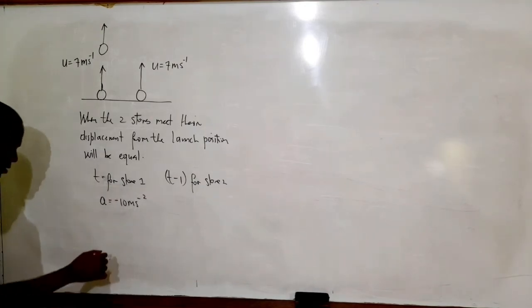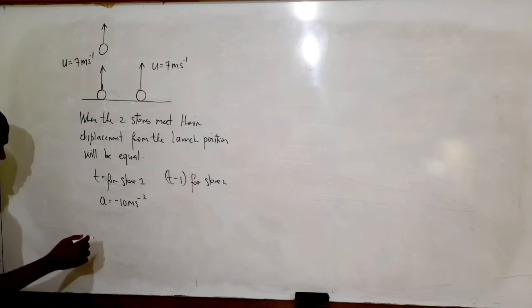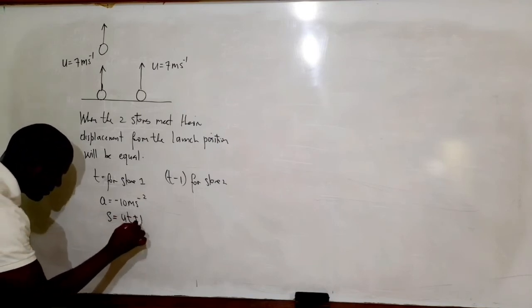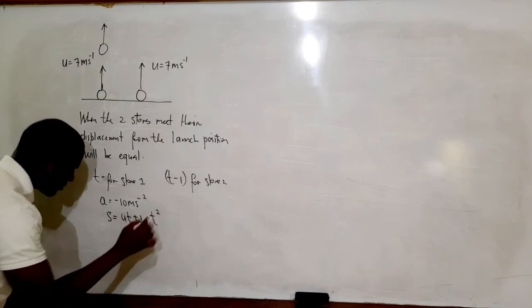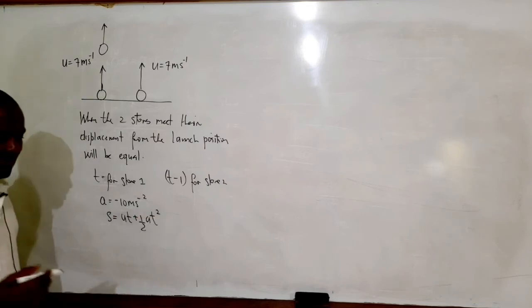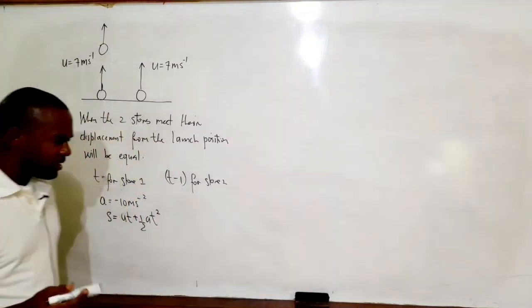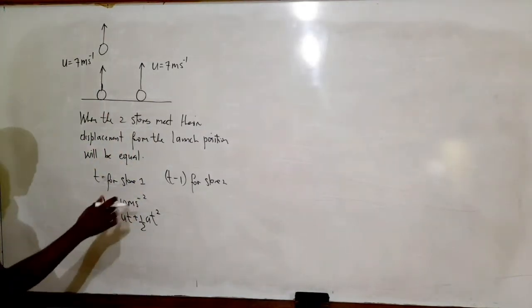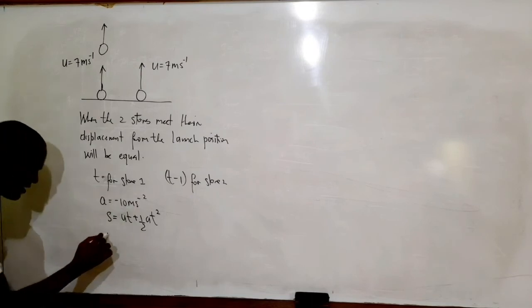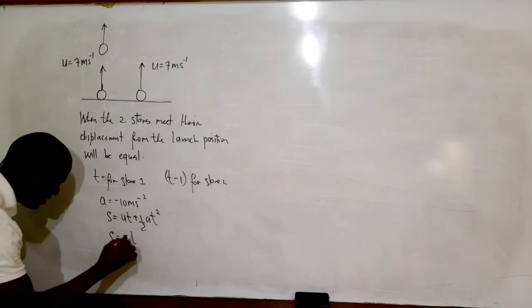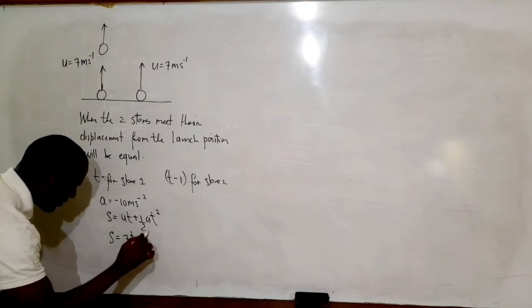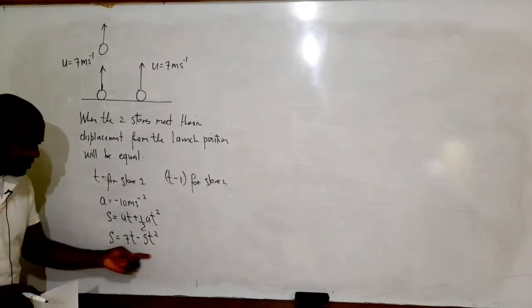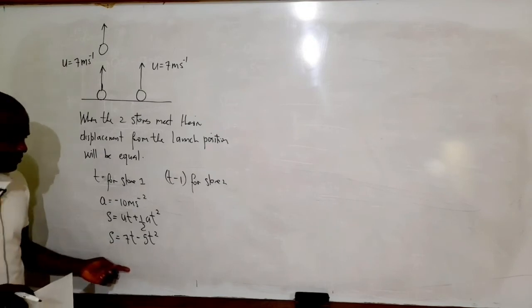So for stone 1, its net displacement will be given by s equals ut plus a half at squared. Now bear in mind, we don't know the time at which they meet, so we'll let the time for stone 1 be t. Substituting the values, we get s equals 7t minus 5t squared. So this is the equation for the displacement of stone 1 in a time t.